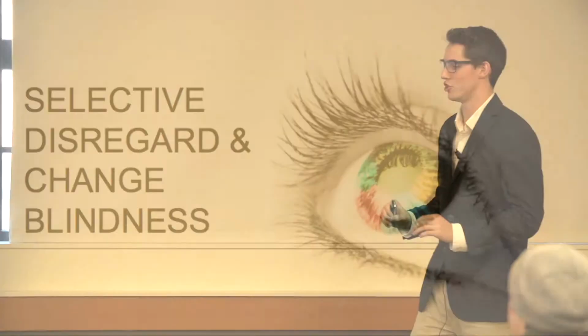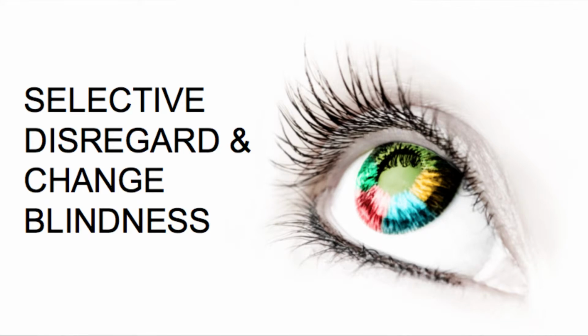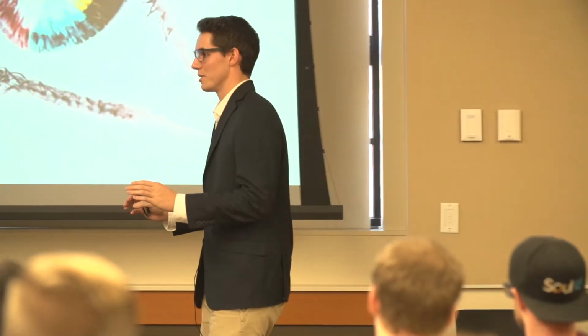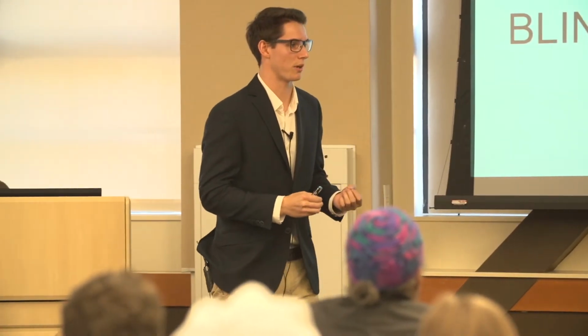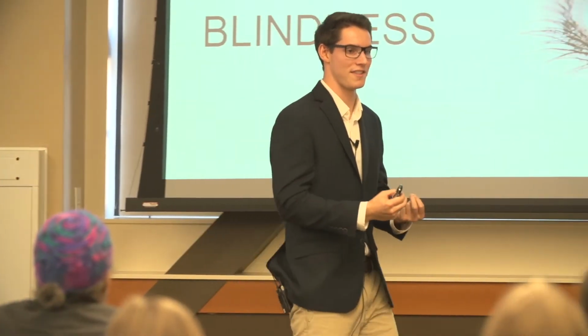Selective disregard and change blindness. So we may think that when we see everything around us that we can comprehend and take in every single object that we see, but we can't, because our brains are working to be incredibly efficient and pulling only the items that are incredibly effective in that activity.